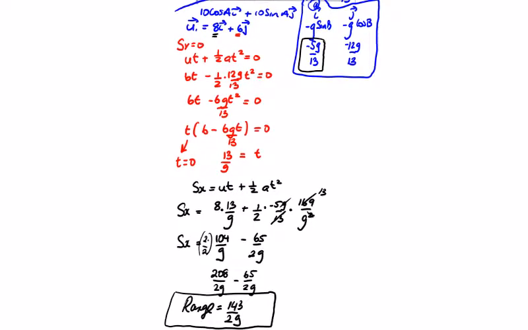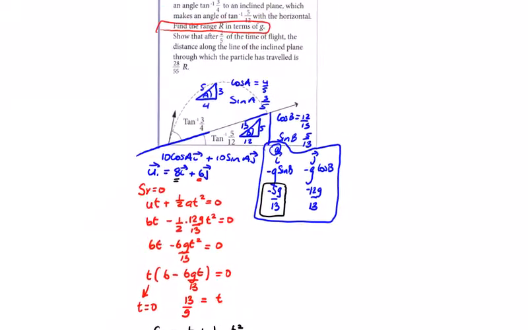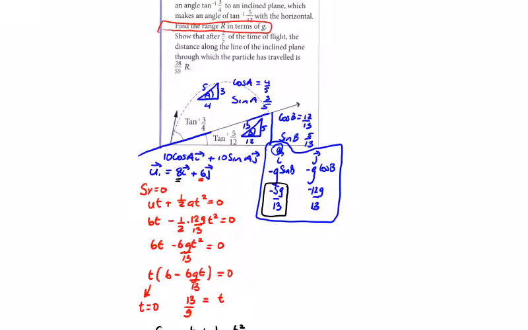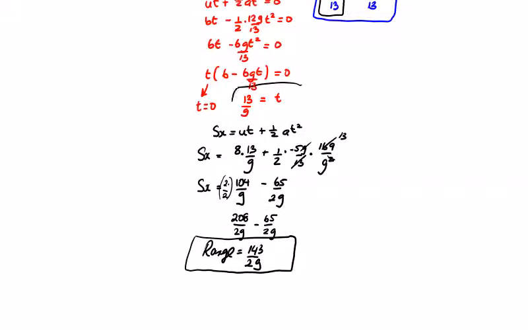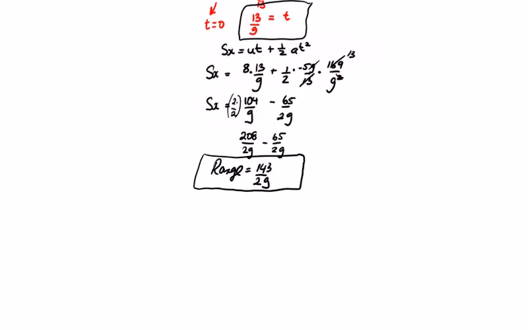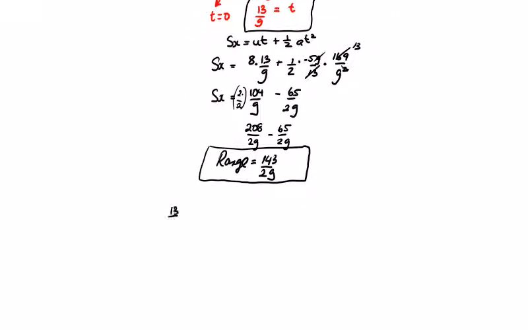And then we were asked, show that after 2/5 of the time of flight, the distance along the line of the inclined plane through which the particle has traveled is 28/55 as a fraction of the range. So 2/5 of the time of flight. So let's get 2/5 of 13/g, which is going to be 26/5g, which is my new time.